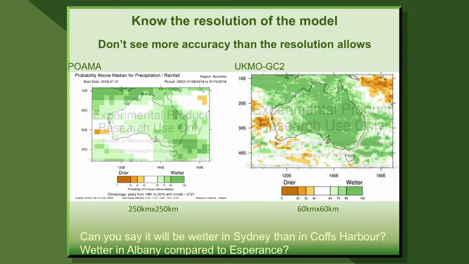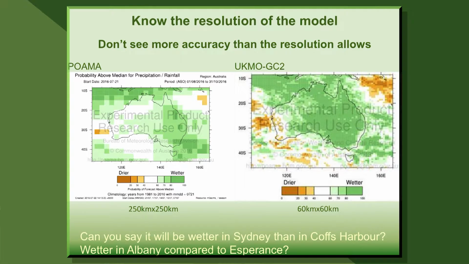So let's have a look at some models here. This is the Bureau's POAMA model. That's the current model. On the other side, we've got what we're moving to this year, we would hope, and this is the UK Met Office's model. The current Bureau model, POAMA, works on a 250 kilometre square grid, so really coarse resolution. And the new big supercomputer is going to be capable of working at a 60 kilometre resolution.